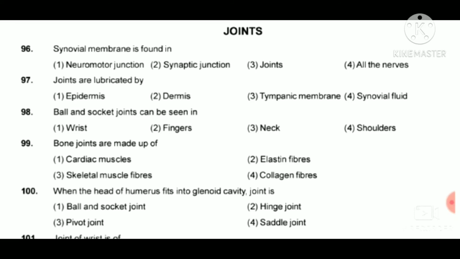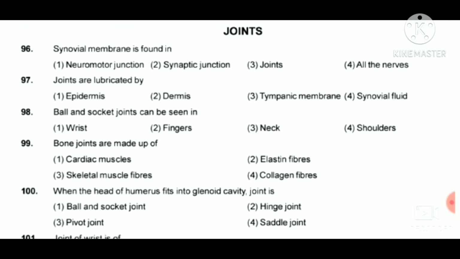Third is the pivot joint. It is also known as rotatory joint, which is found in the bones of the forearm like ulna and radius. And saddle joint is found between the metacarpal and carpal. And humerus and glenoid both are part of the shoulder region. So the answer is option number 1, ball and socket joint.